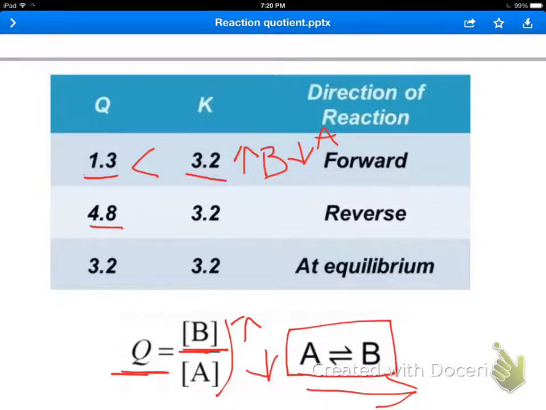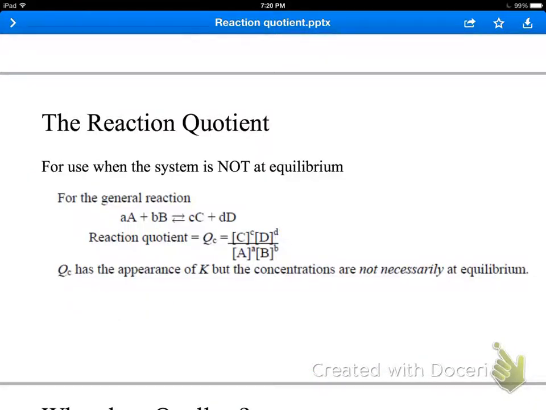Here we have Q is larger than K, which means we have more products than we should have compared to the reactants in order to be at equilibrium. And if we have a larger Q than K, that means that the reaction is going in reverse. And if we calculate Q and it comes out to be the same as K, that means we are, in fact, at equilibrium. So we use this reaction quotient Q when a system is not at equilibrium and we don't have equilibrium concentrations.